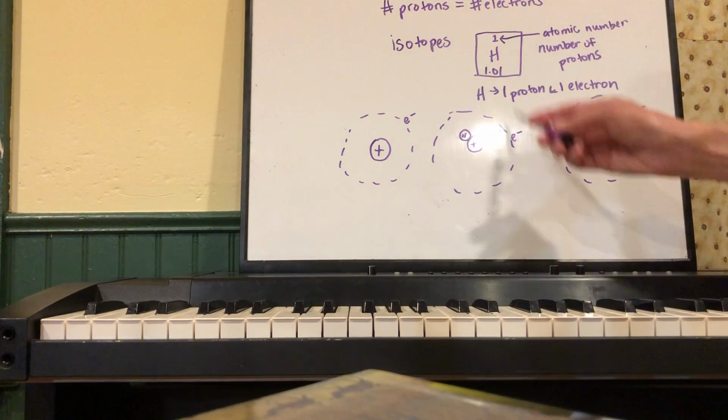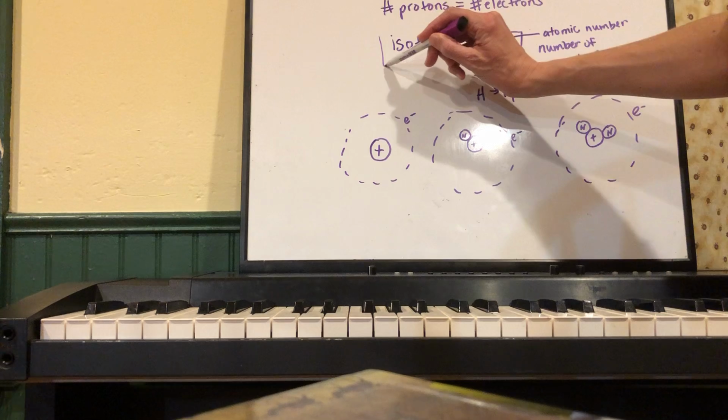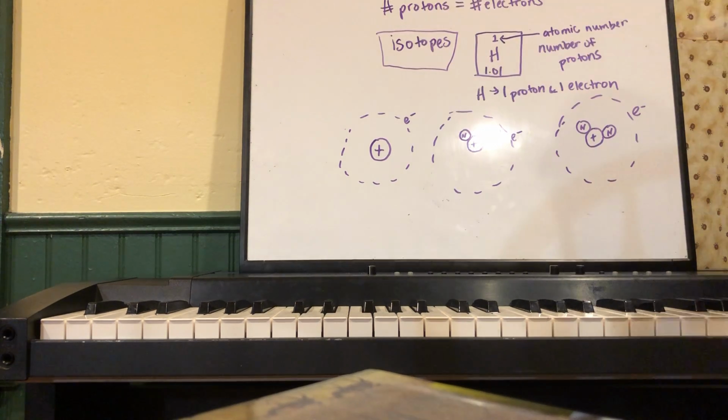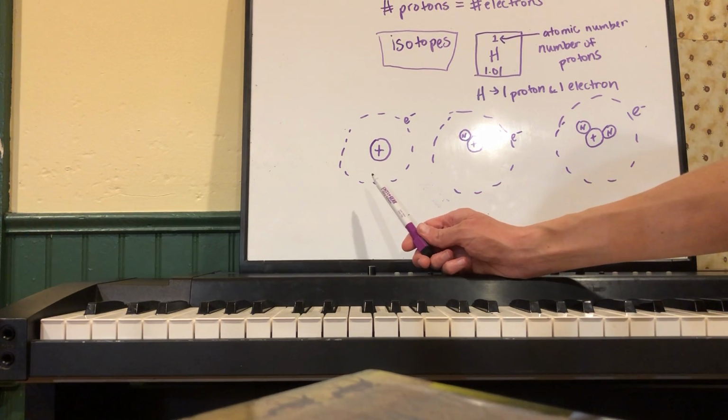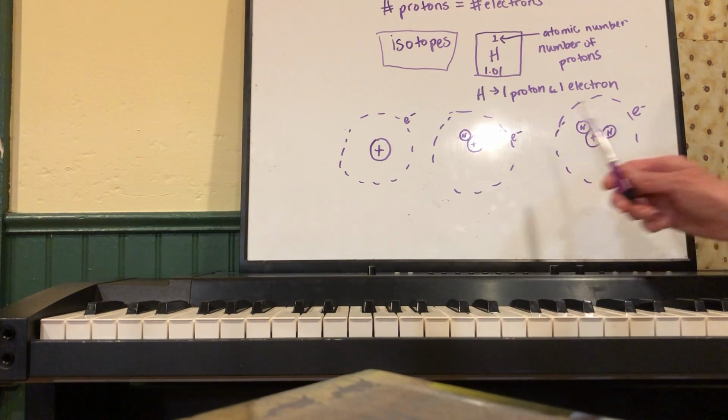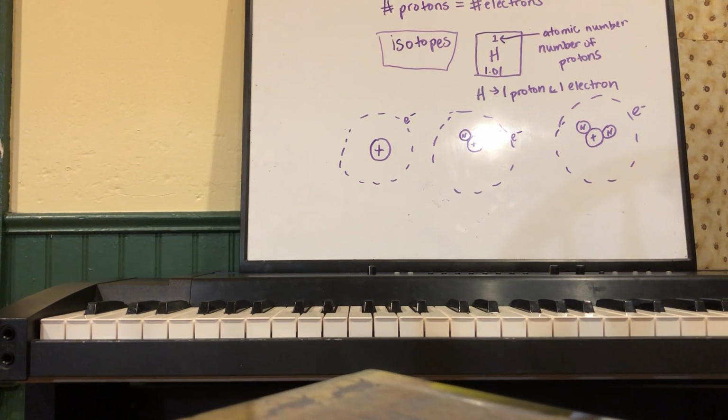So these are all isotopes, okay? They are isotopes of hydrogen. And they tell you in the book their names. This one is protium, this one is deuterium, and this one is tritium. Thankfully, I don't think you have to memorize those.